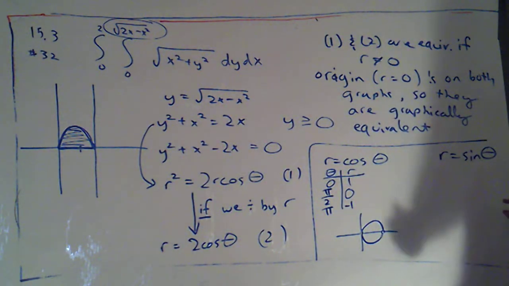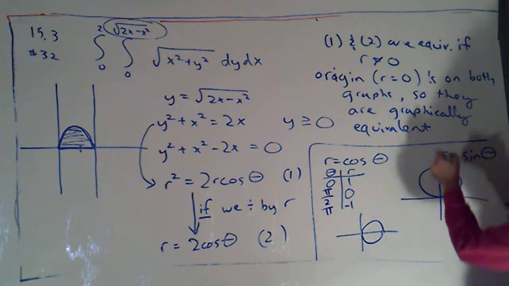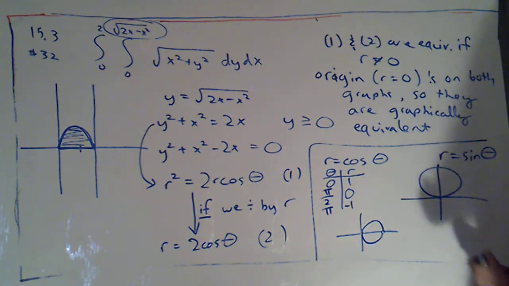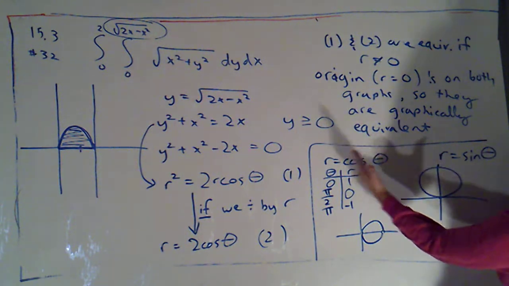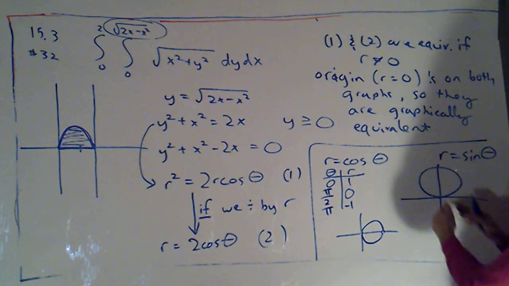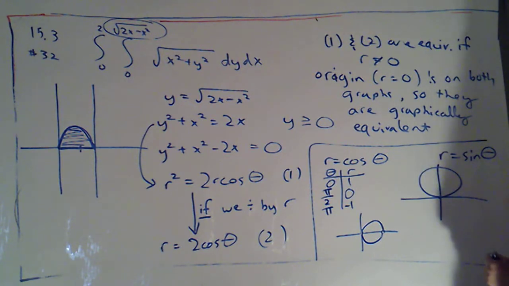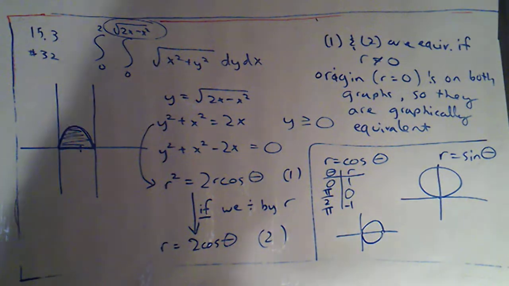Okay, r equals sine theta, just to review that one really quickly. That's just a circle of diameter 1 that again passes through the origin but is centered on the positive y-axis. And if I had a positive multiple of that, it would just make it bigger or smaller. A negative multiple of it would just push it down to below the x-axis. Okay, very cool. So we've got our region figured out.